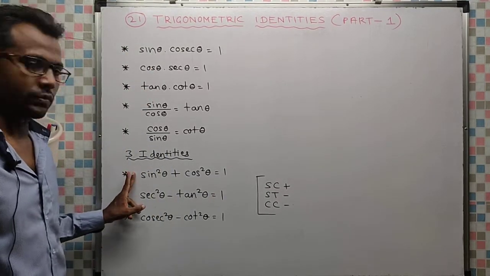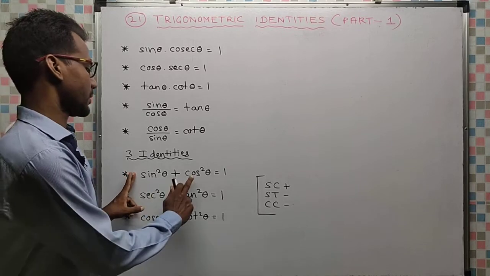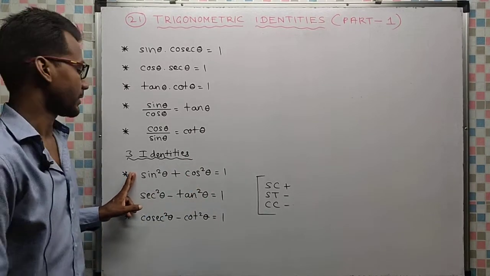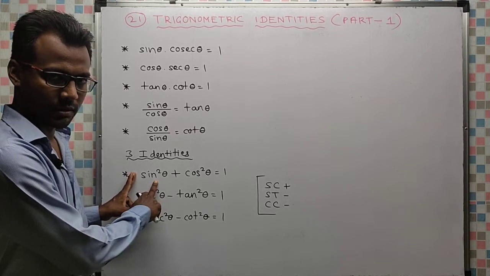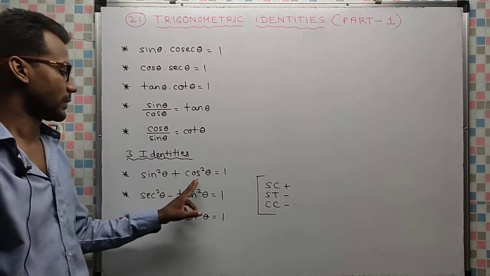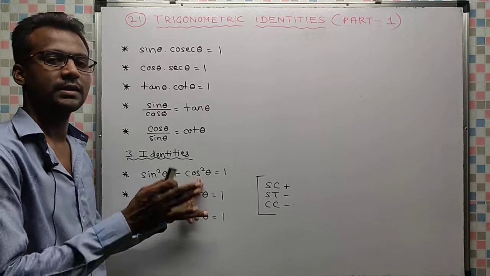Now see this first one. If sin square theta plus cos square theta is equal to 1, then simply sin square theta is obviously 1 minus cos square theta. Similarly, cos square theta is obviously 1 minus sin square theta.